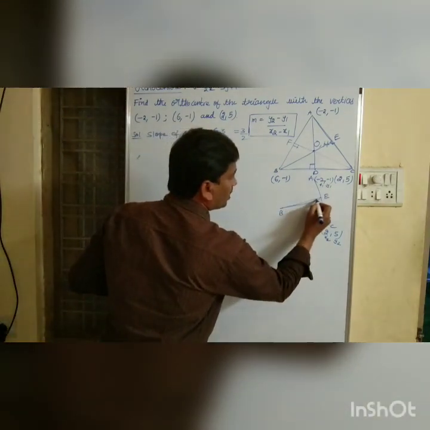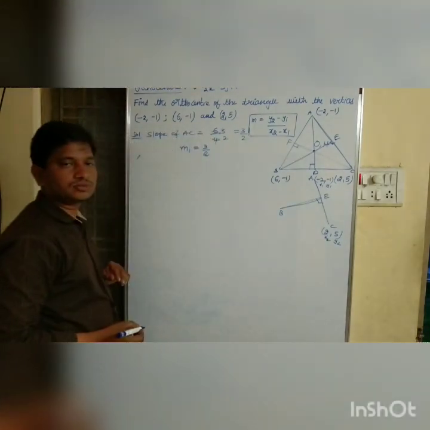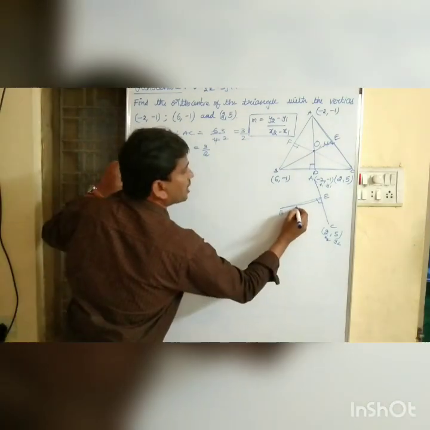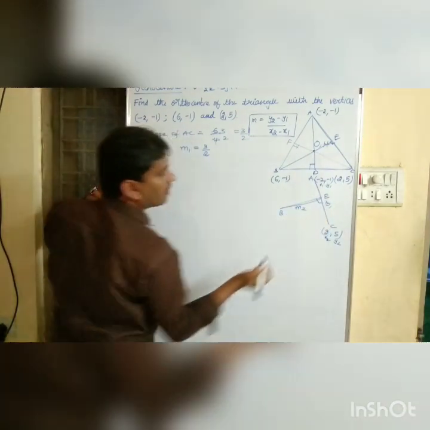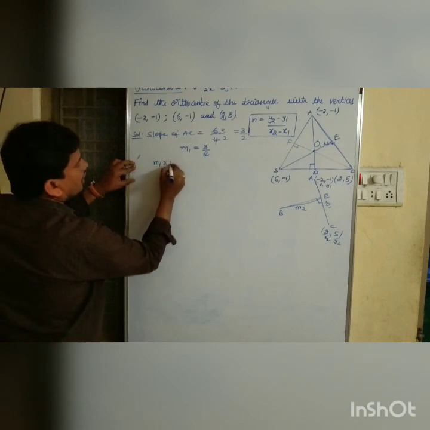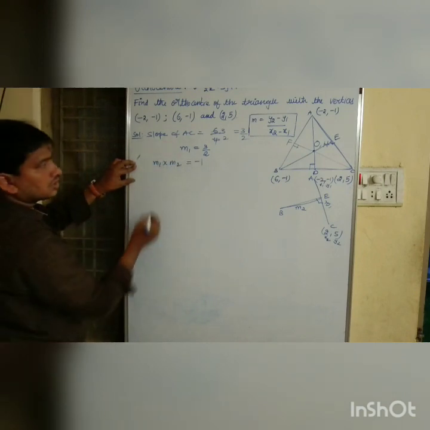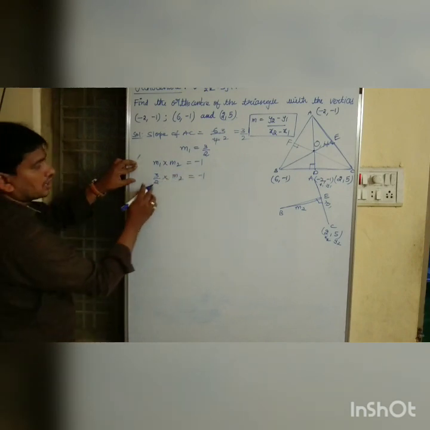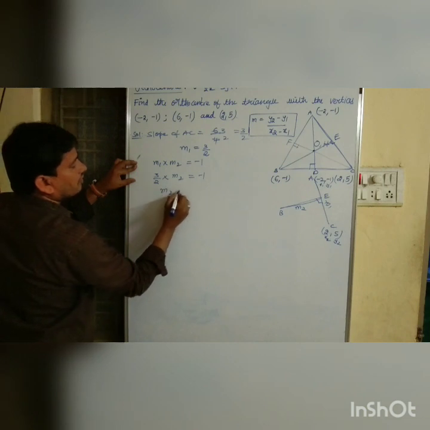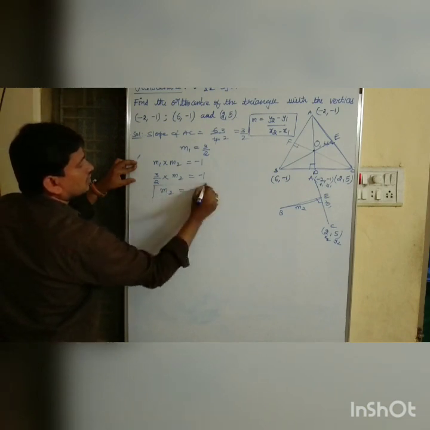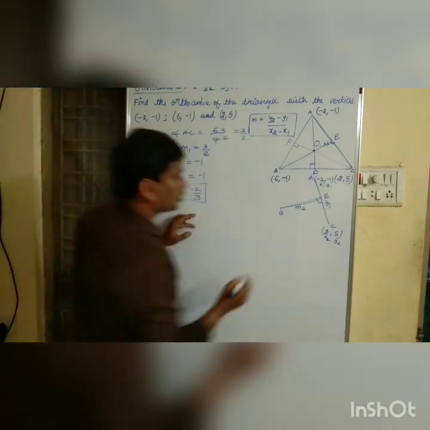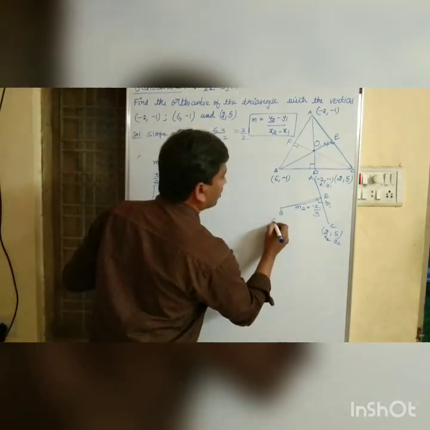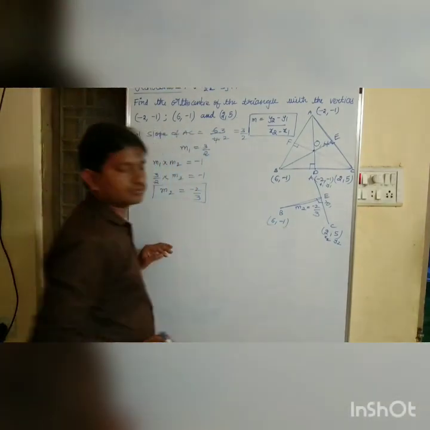And we know that BE is perpendicular to AC, so the product of their slopes is minus 1. We call the BE slope m2 and the AC slope m1. m1 into m2 equal to minus 1. The m1 value we got is 3 by 2, so 3 by 2 into m2 equal to minus 1. Transposing 3 by 2, it becomes minus 2 by 3. So m2 equals minus 2 by 3. And what is the vertex B, children? Vertex B is (6, -1).